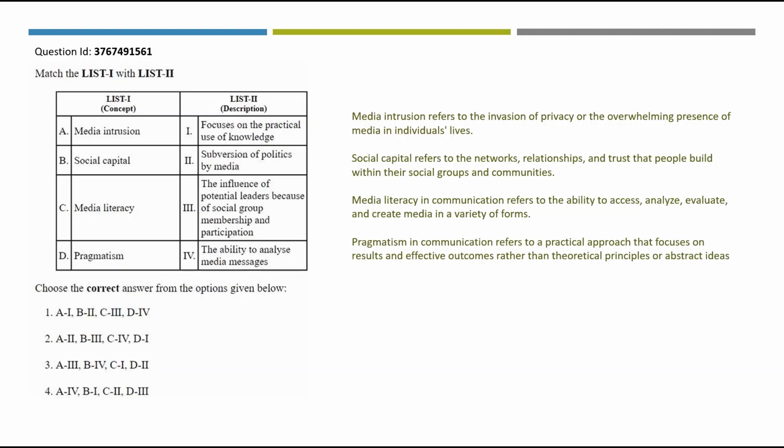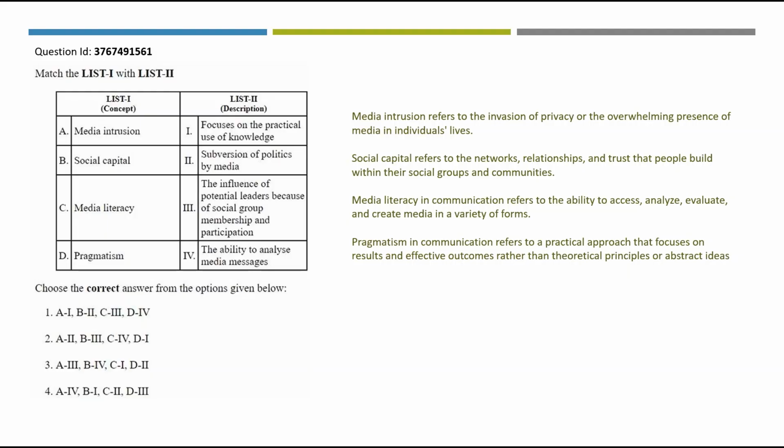Media literacy in communication refers to the ability to access, analyze, evaluate and create media in a variety of forms. What about pragmatism? It refers to a practical approach that focuses on results and effective outcomes rather than theoretical principles or abstract ideas. Let's start with A, media intrusion. Which of the statements can you actually connect to A?